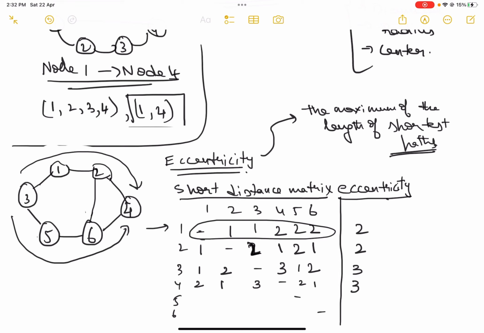Node number 5: 2, 2, 1, 2 and 1. So the eccentricity is 2. For node number 6 it is 2, 1, 2. 6 to 4, there's how many? 1, there's a direct connection. 6 to 5 is 1 and 6 to 6 is hyphen. Highest is 2. So basically this is how you calculate the eccentricities, right?